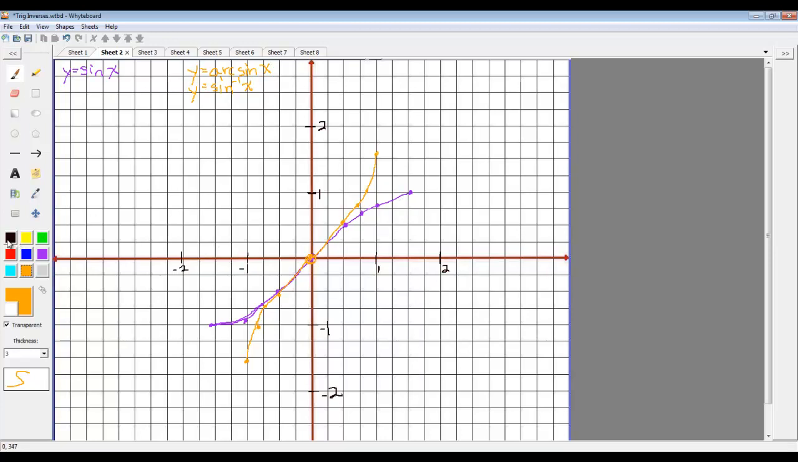Now, a really interesting thing about functions and their inverses is if you draw the line y equals x, the function and its inverse will be reflections across y equals x. So if you take the orange and reflect it across y equals x, you'll get the purple. Or vice versa, if you take the purple and reflect it across y equals x, you'll get the orange. Two nice mirror images across y equals x. And that's going to be true for any function and its inverse, not just trig functions. Okay, so there's a glimpse into what it looks like.